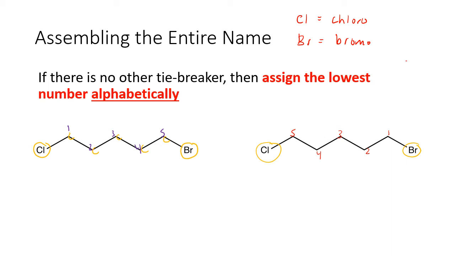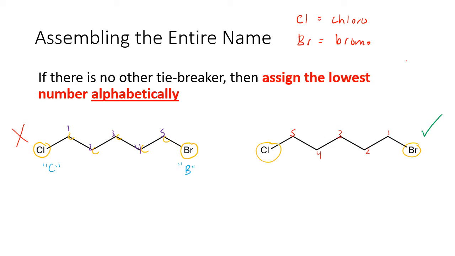That's when you would move on now and say, okay, well, now I need to look at alphabetical order. So chloro would go from C and bromo would go from B. So that means that giving our bromo group the lowest number possible, because B is lower alphabetically than C, is going to be correct. So that would mean our numbering on the right is the correct numbering, and our numbering on the left is the incorrect numbering, where chloro was given number 1.